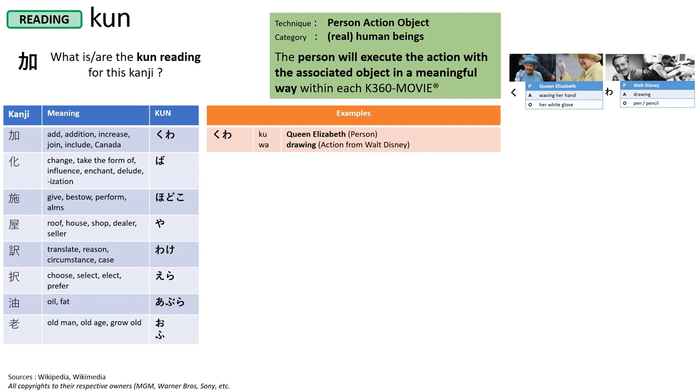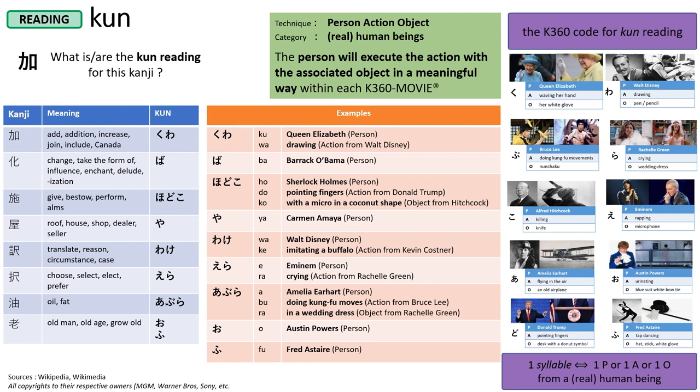Second example, e-ra, the notion of choosing, electing, preferring. E, that's Eminem for me. Ra, Rachel Green, and her action, crying. So e-ra becomes Eminem crying. Just like for the on readings, I am taking some liberties for the pronunciations. I'm French, so for me it makes sense to pronounce Rachel with the sound ra. And in real life, years ago, I went to a reading of a French friend of mine named Rachel. So these associations of ra, Rachel, crying, wedding dress, are very strong for me.